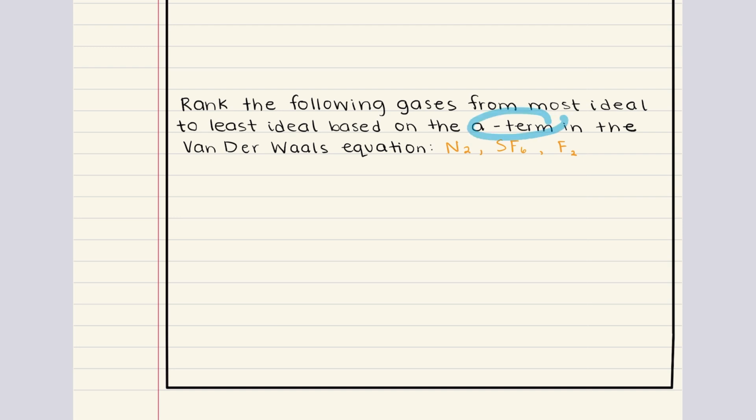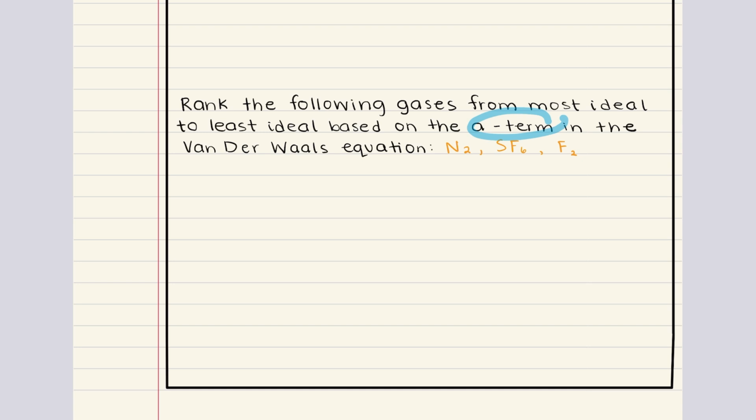The second question says, rank the following gases from most ideal to least ideal based on the a term in the van der Waals equation. The a term in the van der Waals equation accounts for attractive forces between gas molecules. The larger the a term, the stronger the attraction between molecules, meaning the gas behaves less ideally. To rank the gases, we need to consider that larger molecules tend to have stronger attractions because they have more electrons, leading to stronger forces. And also more reactive molecules tend to interact more strongly with each other.